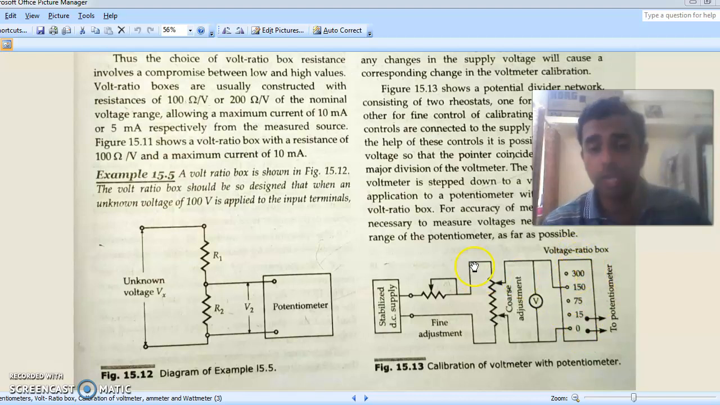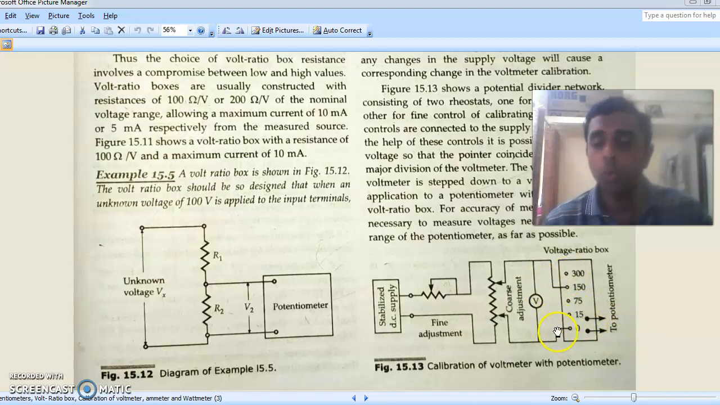Then we have the volt ratio box. The same voltage which is measured by this voltmeter is actually passed to a potentiometer through a volt ratio box. We know how the volt ratio box acts. Any voltage will be converted into a voltage within 0 to 1.5 volt. After balancing, we get a reading in the potentiometer which is within 0 to 1.5 volt.